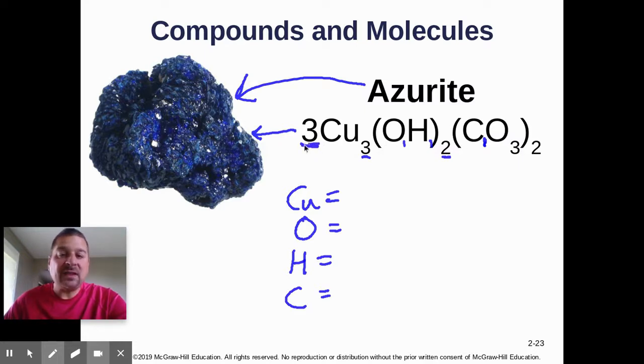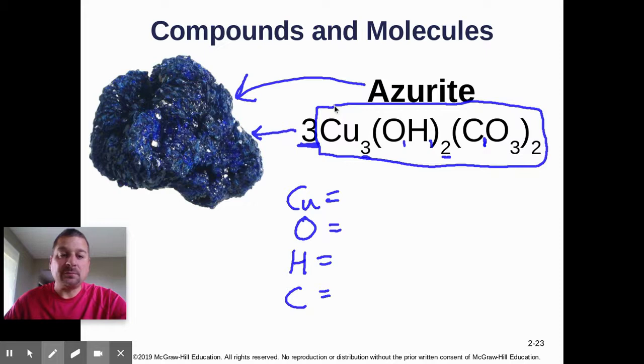This big number that you sometimes see before the formula is called a coefficient. That tells us we have 3 azurite molecules. So how this works is this 3 tells us there are 3 coppers in the molecule, and this coefficient tells us we have 3 molecules. So if each molecule has 3 coppers and you have 3 molecules, 3 times 3, in total we would have 9 copper.